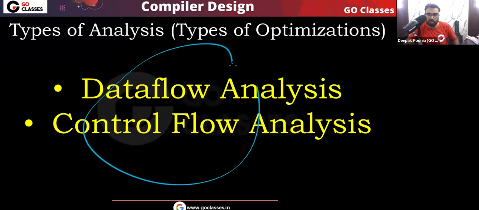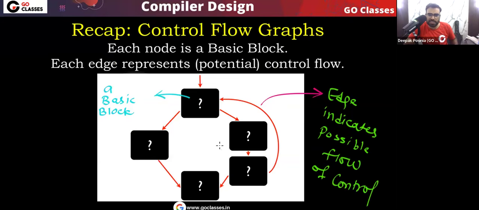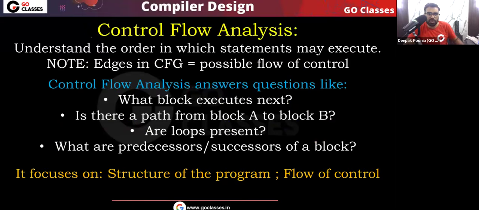For example, is there a loop? That also will be told by the edges. Here you can notice there is a loop. Yes or no? Like you can go like this, so there is a loop. Do you agree? So you can notice in this control flow graph there is a loop. So remember, this question will be answered by the control flow analysis. It will answer: is there any loop present? Which block will execute next? Is there a path from block A to block B? What are the predecessors of a block? What are the successors of a block? All these things, I hope you understood.